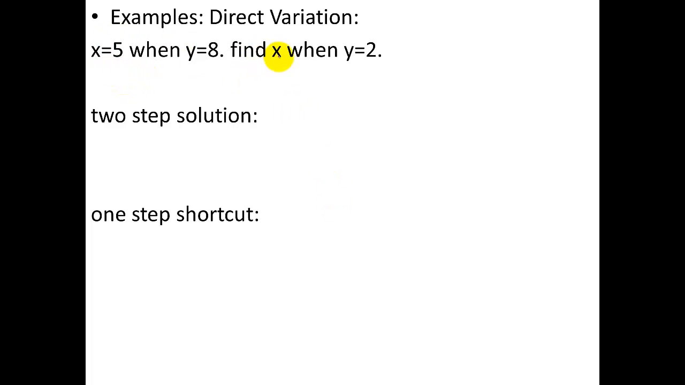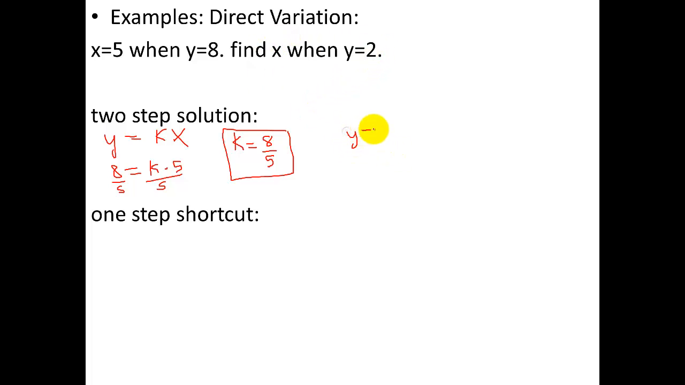Find x when y is 2 if you know x equals 5 when y equals 8. This two-step solution is to find k. So y equals kx, we start by writing the direct variation equation. We plug in our numbers. 8 equals k times 5. Divide both sides by 5. So we know that k is 8/5. We can now use this to find other information.